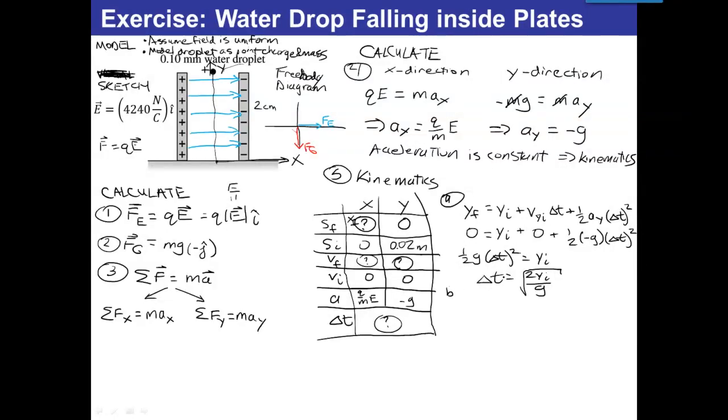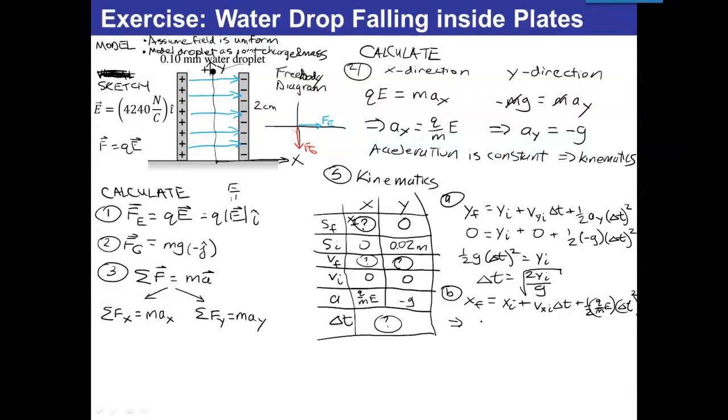All right, once I have delta t, we can see right away that I can calculate the displacement in the x direction. So x final is equal to x initial plus vx initial times delta t plus 1/2 times q e over m times e times delta t squared. If we stick the values in here, what will we get?